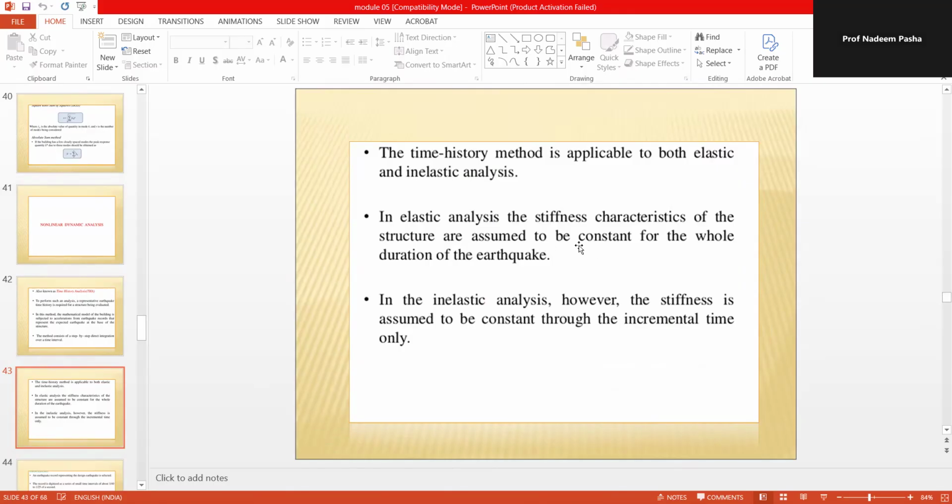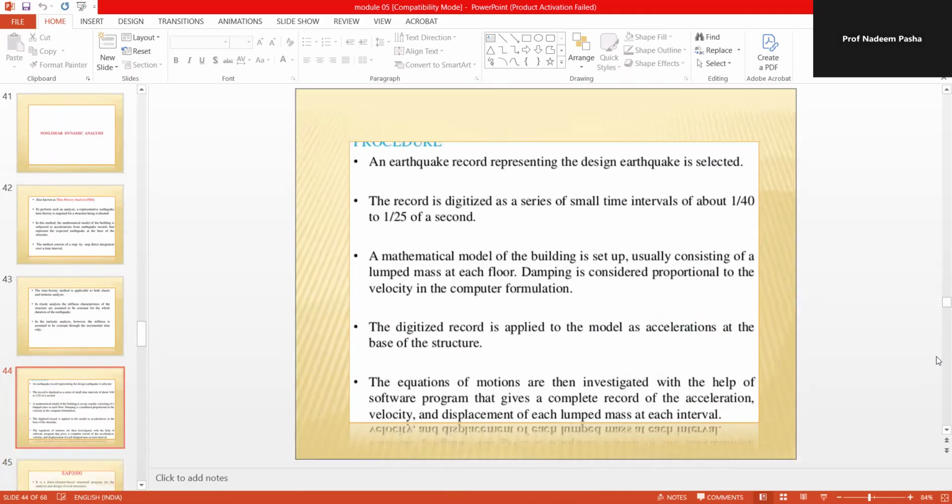In elastic analysis, the stiffness characteristics of the structure are assumed to be constant for the full duration of the earthquake. Whereas in the inelastic analysis, the stiffness is assumed to be constant throughout the incremental time only.